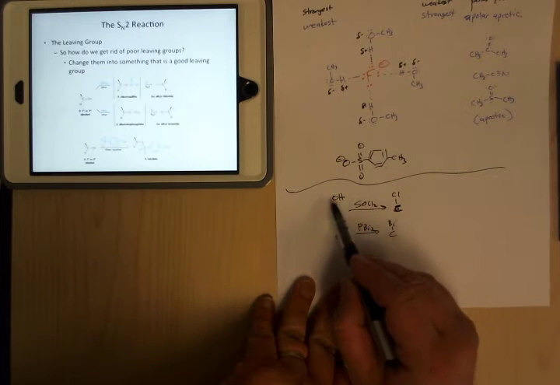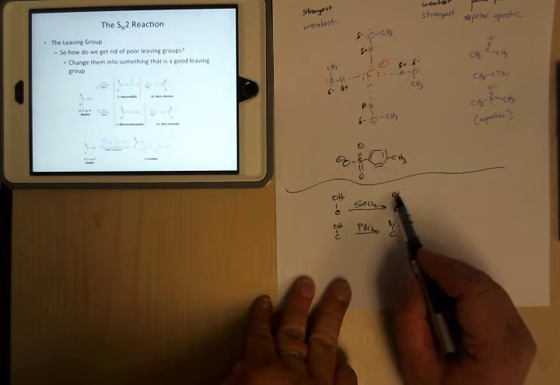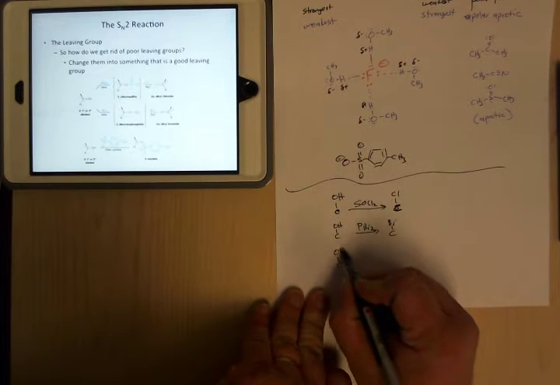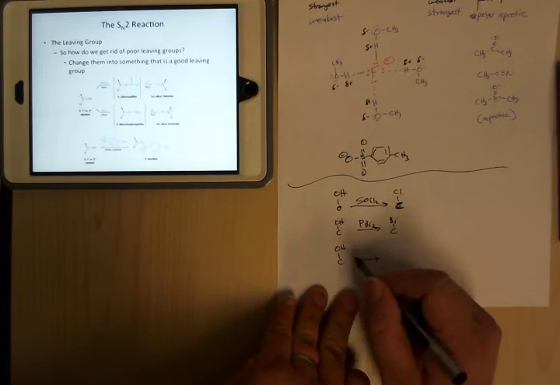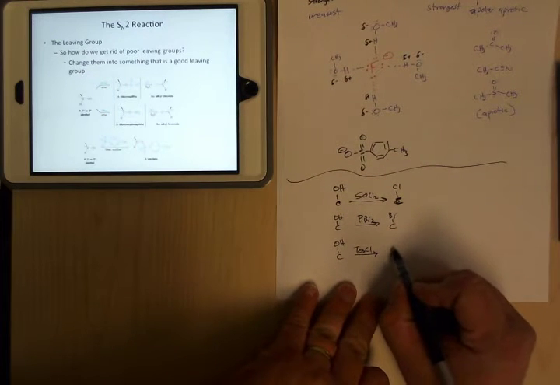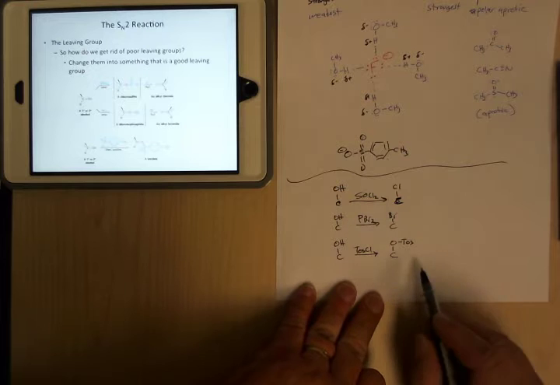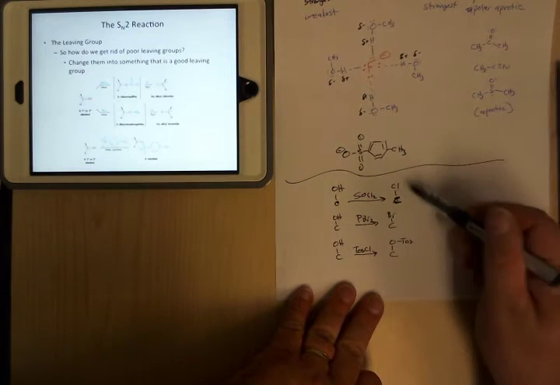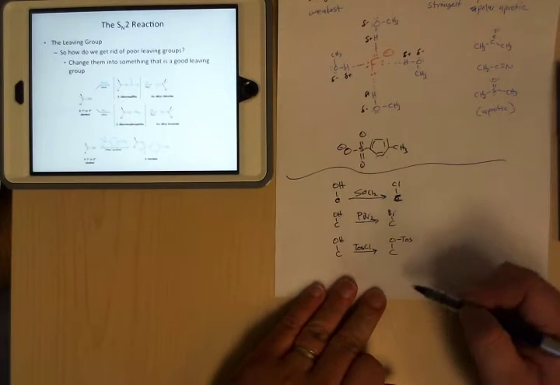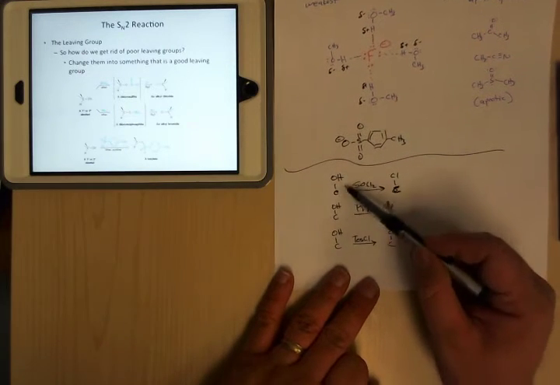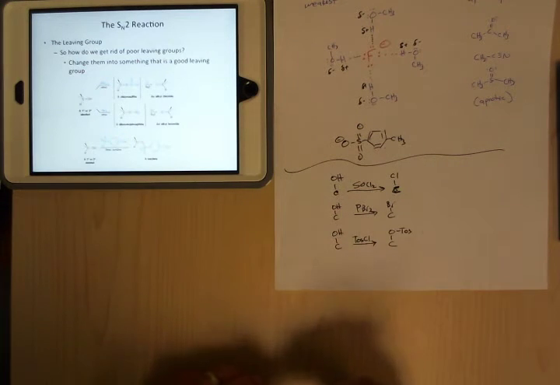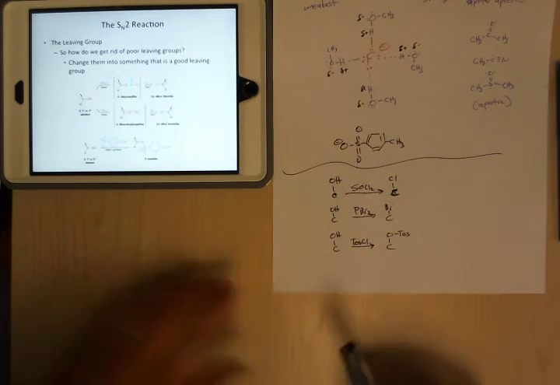Now you've turned a really terrible leaving group, an OH, into a pretty decent leaving group, a chloride. The other thing you can do is turn it into a tosylate using tosyl chloride, TsCl. Now that's ready to go for leaving. It's no different than these guys here. So this is ready for nucleophilic attack. It's an easy way of turning an OH into something that can leave. So these are the types of reactions we're going to deal with.